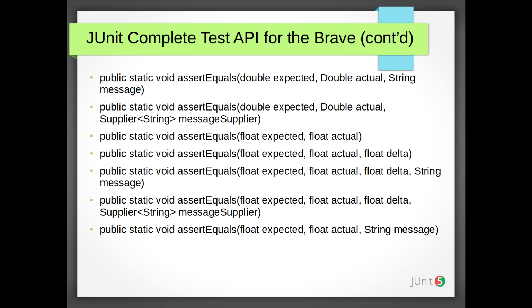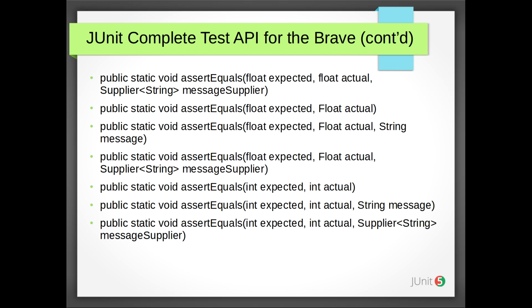Next, more assertEquals methods. All manner of primitive data types, all manner of wrapper data types, all manner of object data types, etc. Some just with two parameters, others with a string message that is basically displayed if the assert fails, others with a supplier of type String that is displayed if the assert fails, etc.